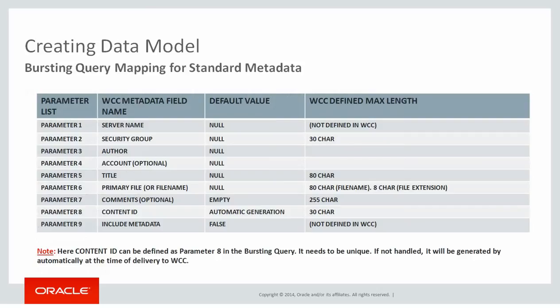When it comes to the bursting definition, similar to how bursting has been defined for other delivery channels, we have parameter 1 to parameter 9 to handle the different delivery options or delivery configurations. So parameter 1 is for server name, parameter 2 for security group, and so on. And you can see the default values for each of these, where content ID is the one which gets automatically generated. So in the bursting query, you do not need to define parameter 8. It will get created automatically. And then you can include the option of whether you want the custom metadata to be included. So parameter 9 will do that.